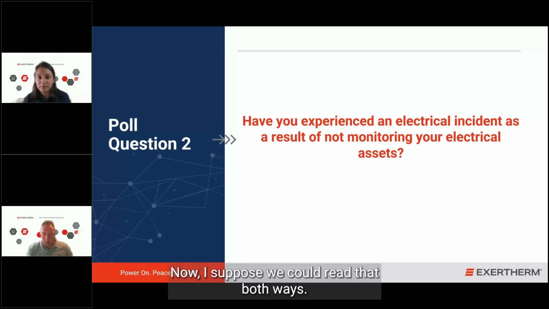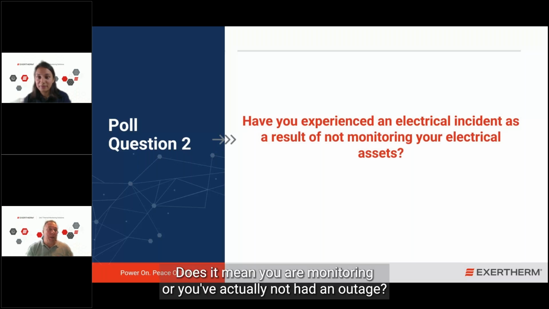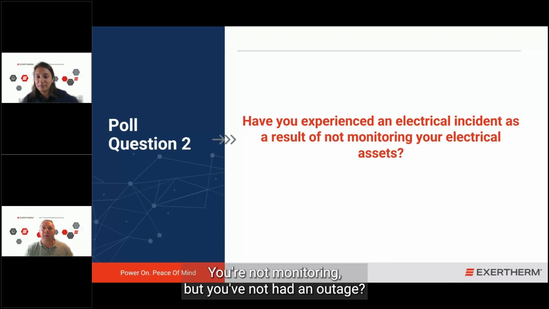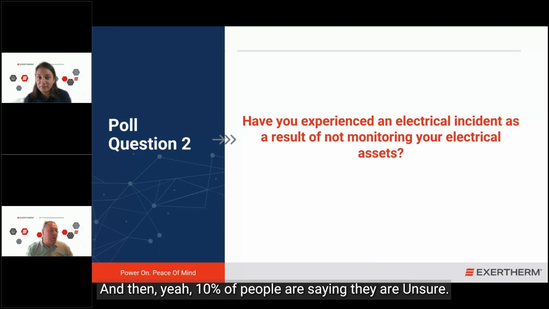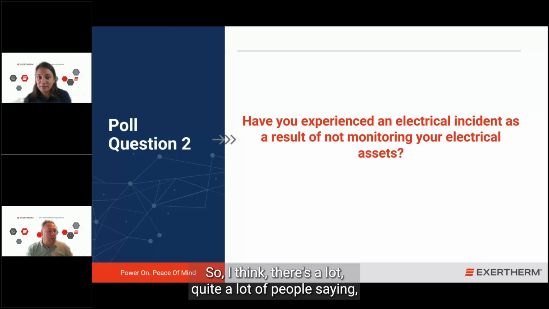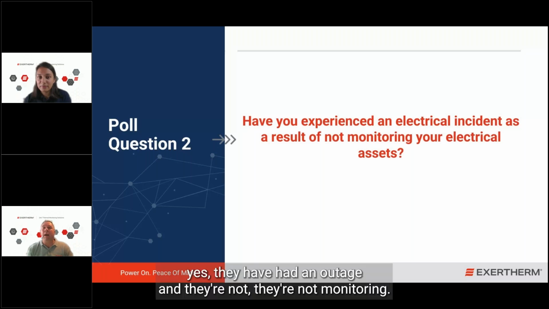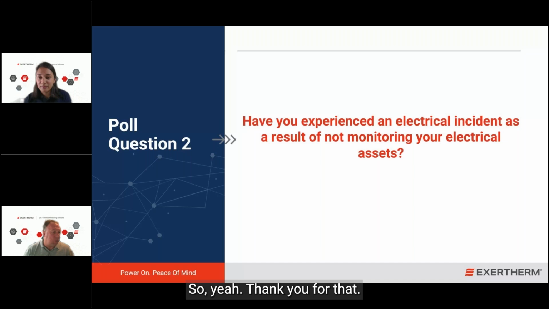Now, I suppose we could read that both ways. Does it mean you are monitoring, or you've actually not had an outage? You're not monitoring, but you've not had an outage. And then, 10% of people are saying they're unsure. So I think there's quite a lot of people saying yes, they have had an outage and they're not monitoring. So thank you for that.